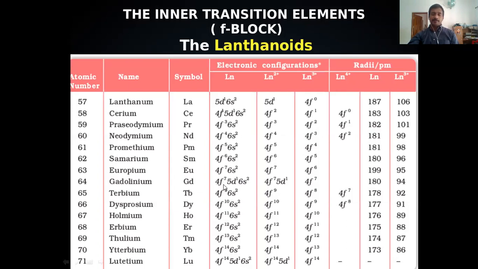You can see 4f7 configuration. In the case of europium, when it removes 2 electrons, it will get an f7 configuration. So +2 will be the stable oxidation state here. Here +3 is the stable oxidation state. Based on this configuration, similarly here, if it removes 3 electrons, it will get a completely filled configuration. So lutetium shows +3 as the stable oxidation state.